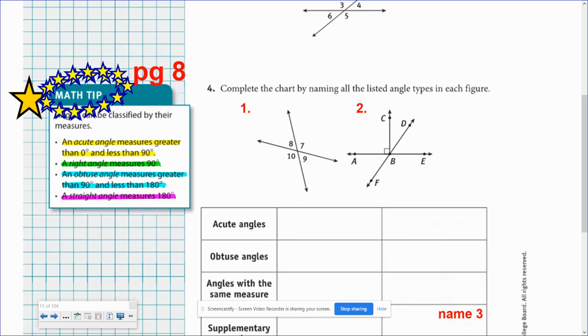So the first one is an acute angle. So acute angles measure greater than 0 but less than 90. So an acute angle is a pretty small angle. It's not very wide. Okay, a right angle measures 90 degrees. And then we have an obtuse angle. Obtuse angles are angles that are bigger than 90 degrees but not quite 180 degrees. Okay, and then a straight angle measures 180 degrees. So a straight angle is just that, it's a straight line.